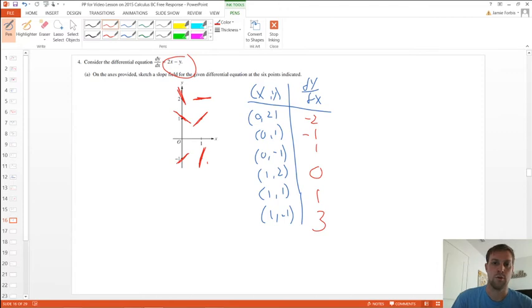And that's it. That's all you have to do. So chart and then plot those slopes. Okay. We like slope fields. We get excited when we see those.